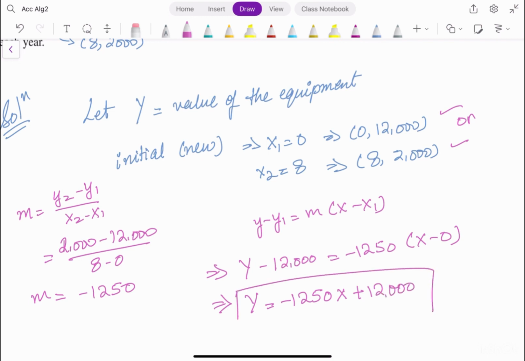So this is one kind of a practical application of the basic concept of slopes and writing the equation of the line. I hope it made sense.